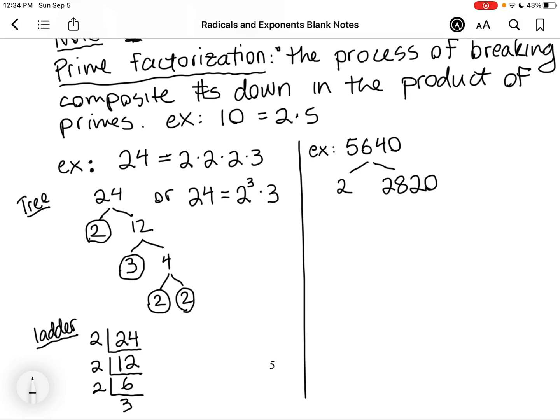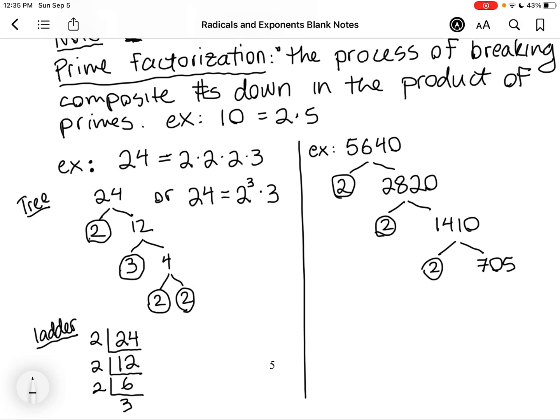Okay. Now I'm going to keep going. So this is also an even number, so it can also be divided by 2. So I'm going to keep going on that 2. Maybe I'll circle this because that's prime. And 2,820 divided by 2 is 1,410. Okay, and then this is also even. So when I divide this by 2, I'm going to get 705. Okay, now 705 is not even.